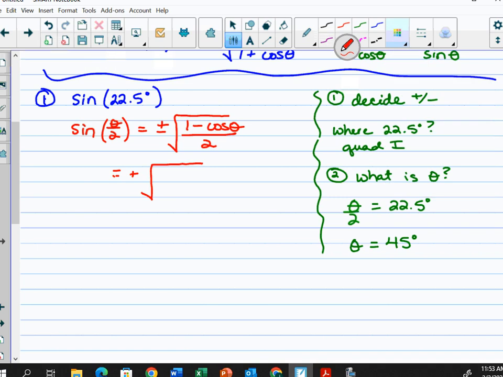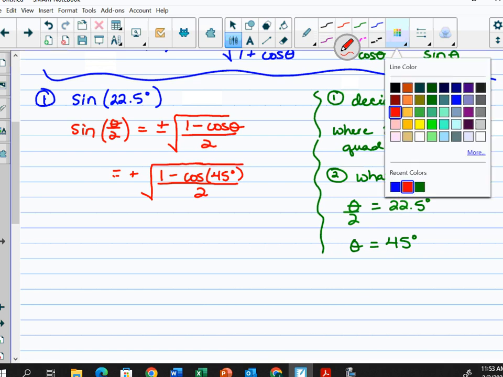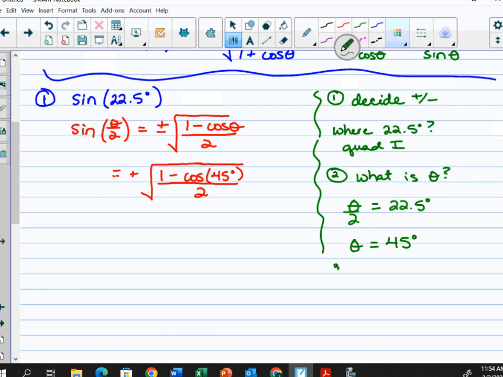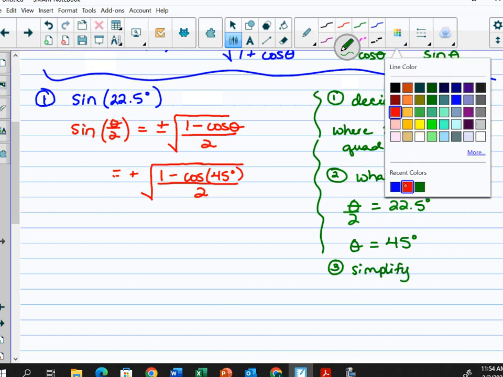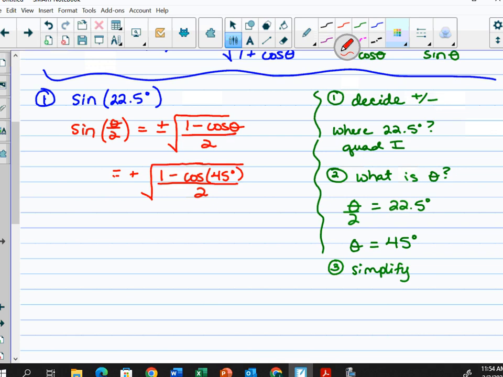All right, so then I'm going to plug it in. So I'm going to write 1 minus the cosine of 45 degrees all over 2. From here, you're just simplifying. It's positive. I don't care if you write the plus in front the rest of the way. You don't really need it. It's up to you.